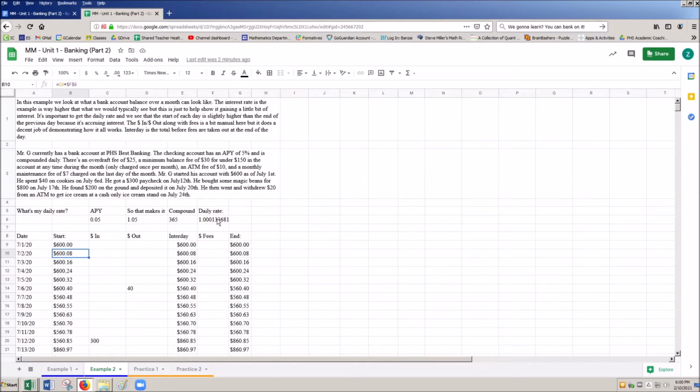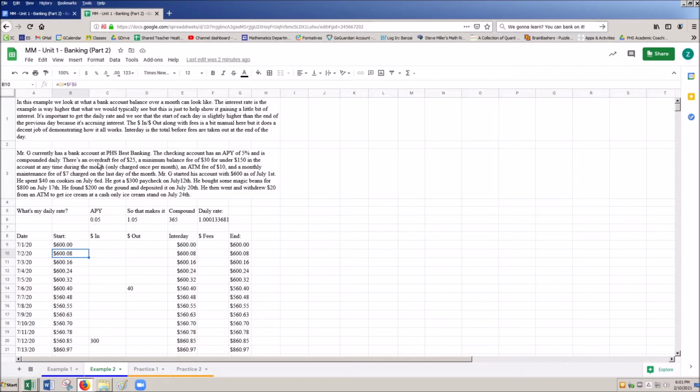So let's take a step back here and take the problem as a whole. I'm looking at my PHS Best Banking account here, and it's a checking account which has an APY of 5%. It's way higher than anything you'll ever actually find, but it makes the numbers a little bit nicer to work with, so there we go. I'm telling you that it's compounding daily.